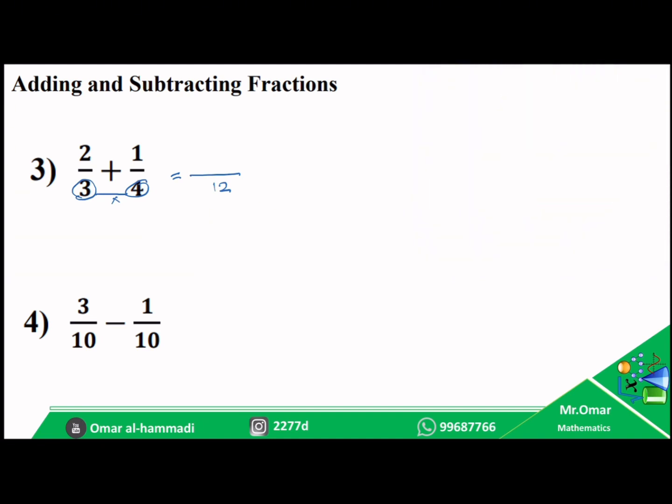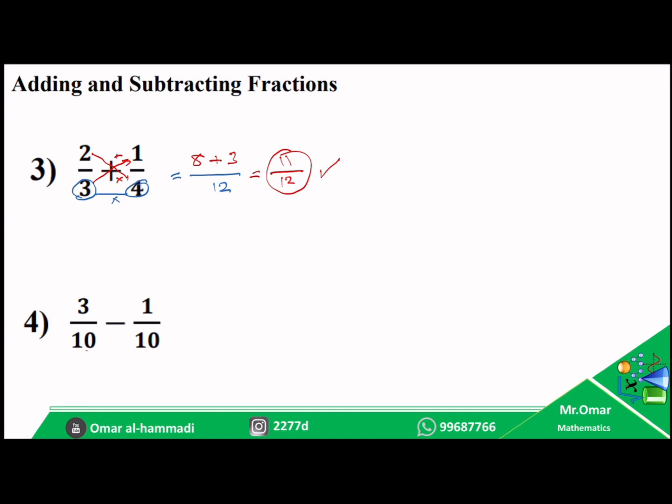2 multiplied by 4, it's 8. We have a plus sign, plus. 3 multiplied by 1, it will give us 3. So now 8 plus 3 will give us 11 divided by 12. And this is in the lowest term and also a proper fraction. So this is done. Also for the subtraction, the same way.